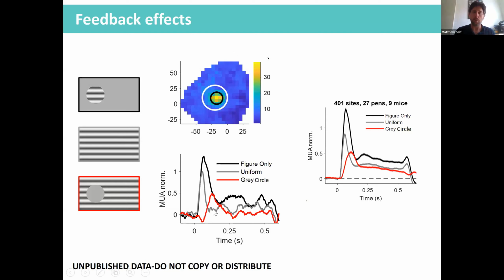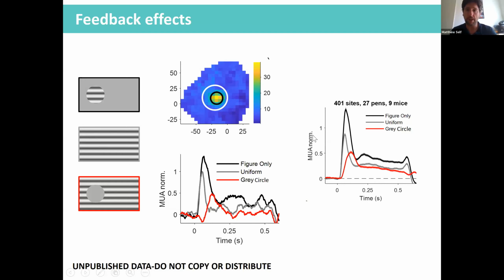Here's a typical profile. This is multi-unit activity again. This is time. You see when there is a visual stimulus, and it doesn't really matter if it's a figure or a uniform stimulus, you get a strong visual response. What's interesting is the red condition. In the red condition, you can see the response is actually delayed by about 100 milliseconds, and then it starts to increase. So we do see spiking, but it's delayed relative to the visual conditions. That was true in this example. It was true across the population.